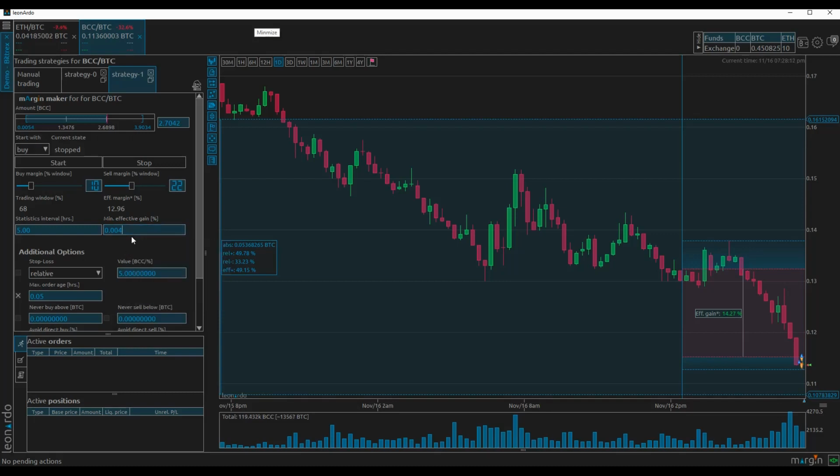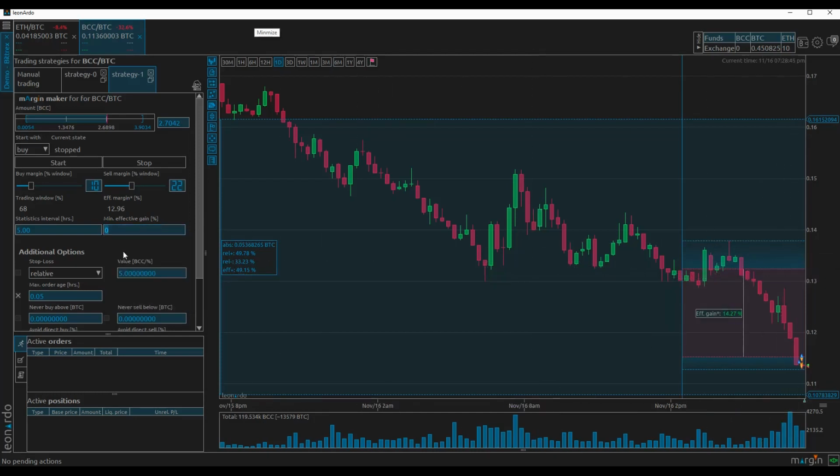So this is to tell the bot, okay, no matter what, I want you to only sell when I get a profit of at least 1%, and this is with the fees included. So with this option, it will never sell if the margin is below 1%. If you leave it at 0, it will always sell, but it will never sell at a loss. So that's important to know.